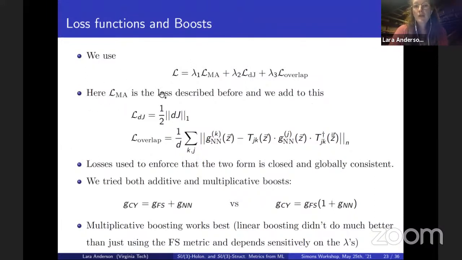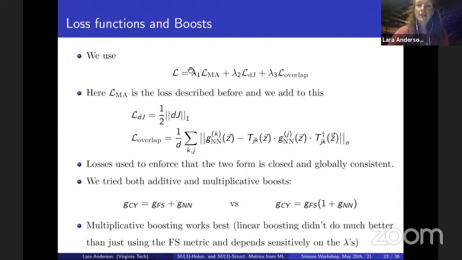Here, Monge-Ampere is the previous loss that I described before. So this is the ratio of the top form as formed from J and omega. And to this, I now need to add two more to ensure global Kählerity and well-definedness of the metric. The first of these is that dJ will be 0, i.e. Kähler, and what I've called L overlap here is the condition that on overlaps in the manifold, the metric pieces fit together correctly. So both of these should be 0 for a correct solution, in fact, all three.